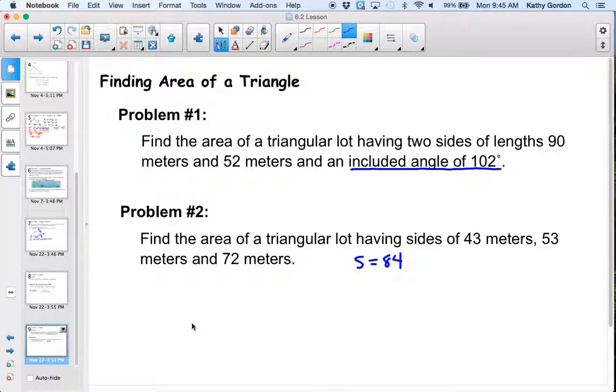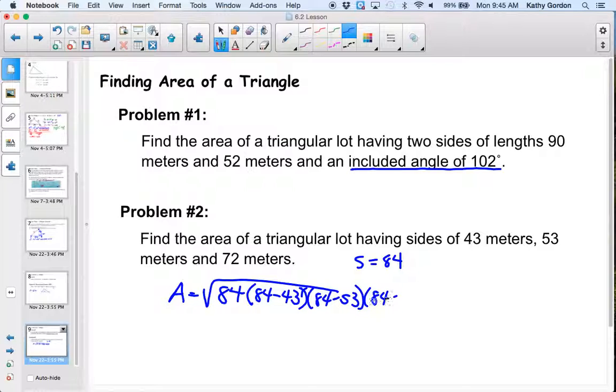Then our formula is going to look like this. Square root of 84 times 84 minus the first side, 43, times 84 minus the second side of 53, times 84 minus the third side of 72. That's what you're going to work out. Just crank that into the calculator, but that's how you're going to set it up. You find that S value first, and then it's S, S minus A, S minus B, S minus C. Take the square root of the whole thing. Okay?